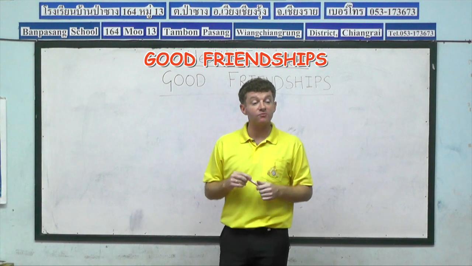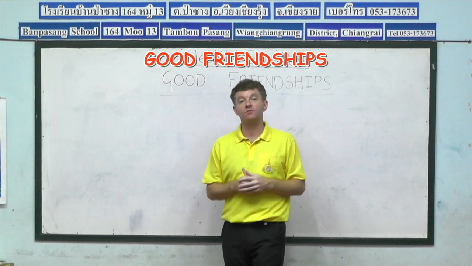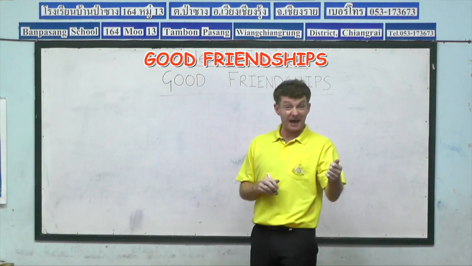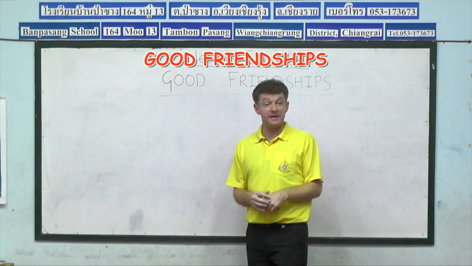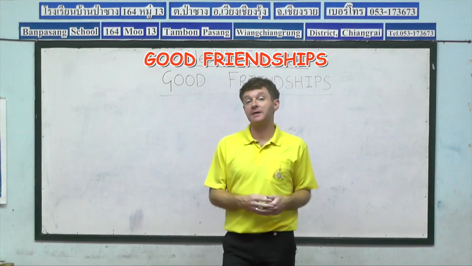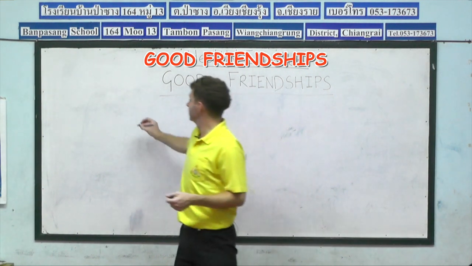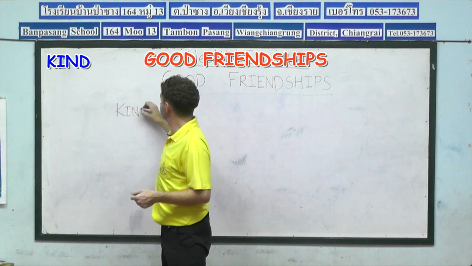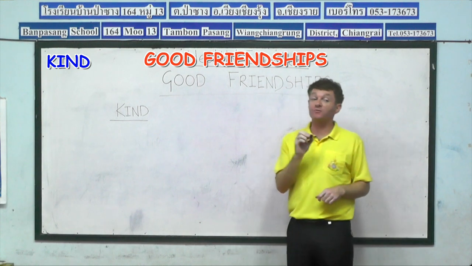Now, who can remember some of the key words? What type of behaviours or qualities do we look for in friends? Kind, yes. Kind is very important. If we're with our friends, it's important to be kind. We want our friends to feel good. We want them to be happy. And one of the ways we can do that is to be kind. K-I-N-D.